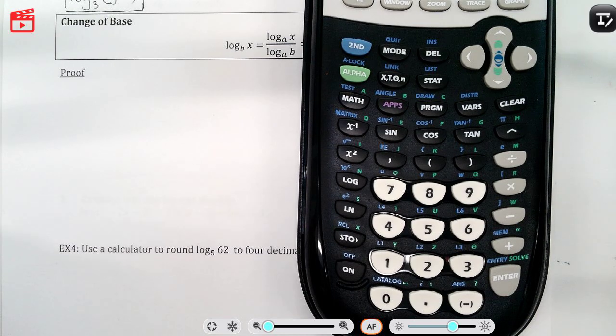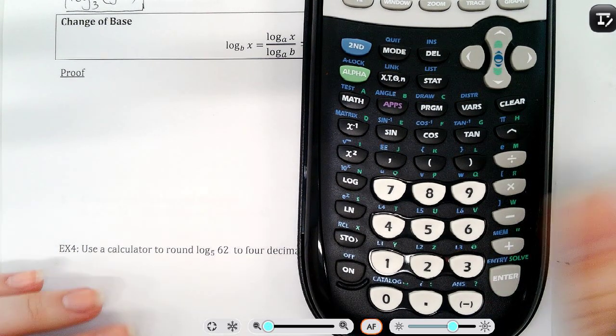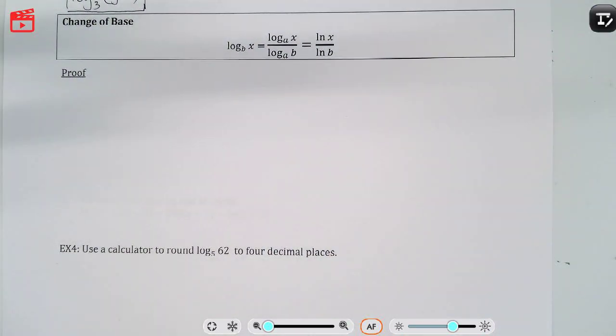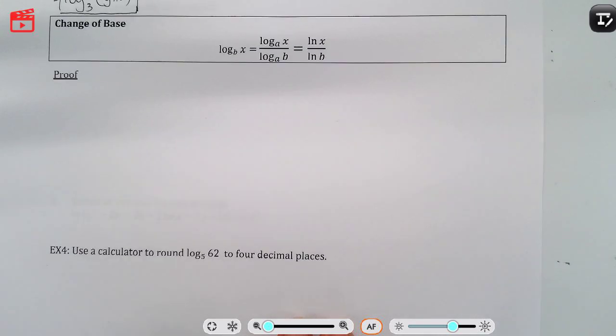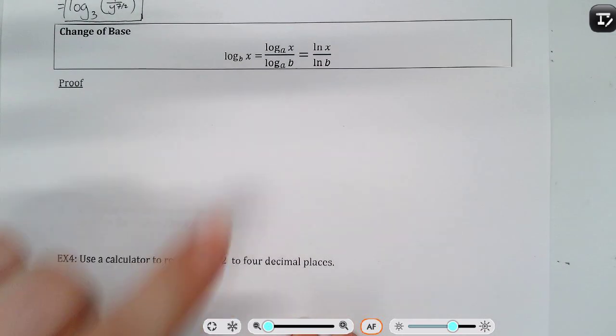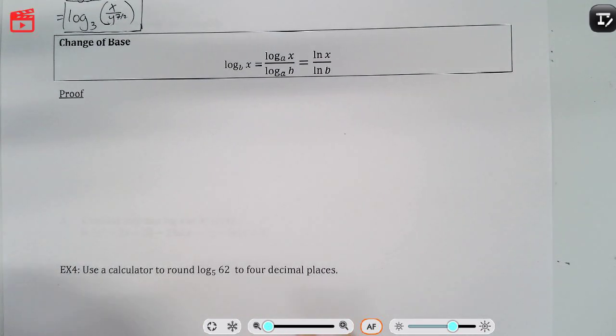Some of them, like this one actually, are fancy and you can choose other bases. But oftentimes, if you just pull out any random calculator, the only options you have are base 10 or base e.